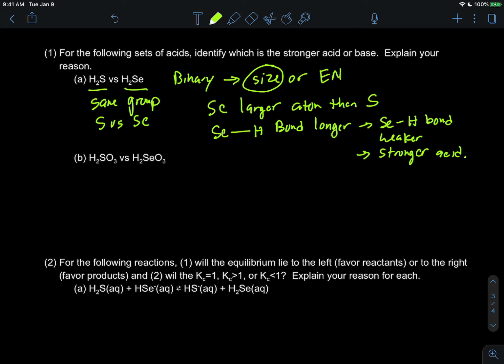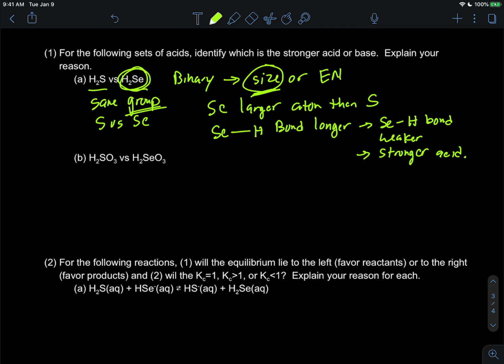So again, this is a binary acid. We looked at the size of the atoms because they are in the same group. The difference in size is much greater than the difference in electronegativity. And what we observe is that H2Se is our stronger acid.